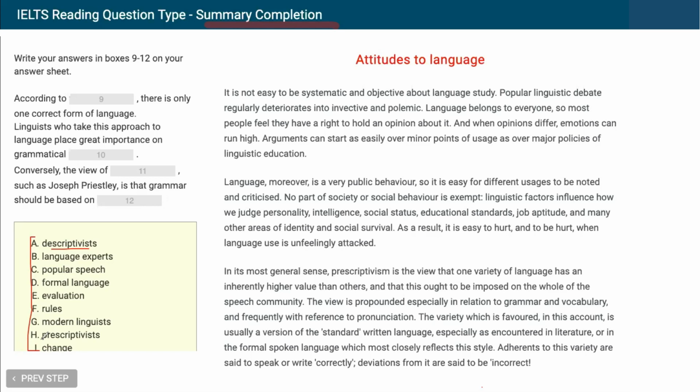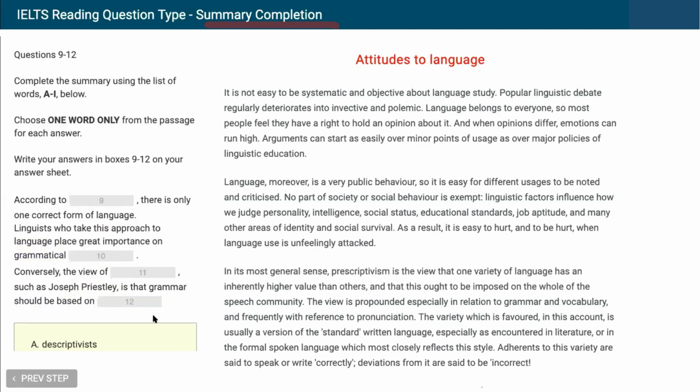Like most completion questions, you'll have to write only one word, or up to 2 words, or no more than 3 words and a number. It depends on the question you have, so be sure to read your instructions. Okay, so without further ado, let's get started with some helpful reminders for the summary completion questions.